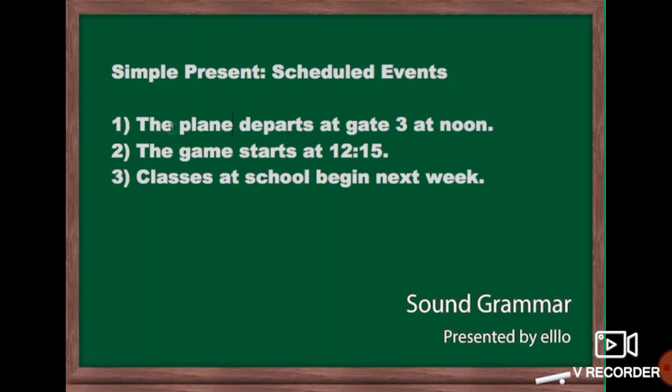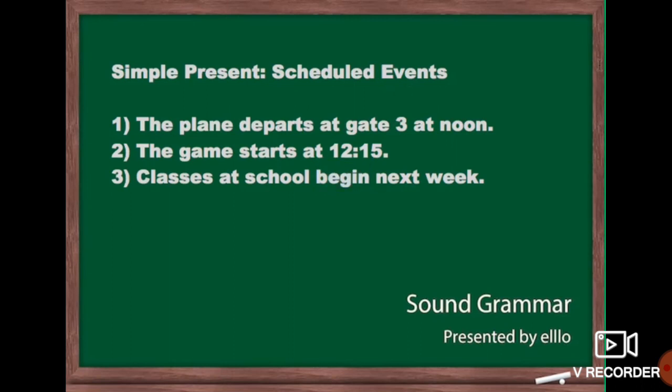So for example, if we have the plane departs at gate 3 at noon, so noon is in the future, but we use the simple present because it's a scheduled event. And here we have the game starts at 12:15, and down here, classes at school begin next week. So these are future time references, but we use the simple present because the event is scheduled.